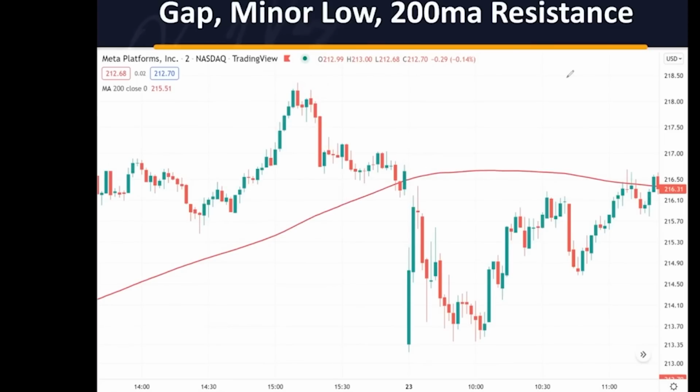Let me quickly tell you what resistance is in the first place. Resistance areas are nothing more than negative memory built into the market. And let me explain to you what negative memory is. So let's say, for instance, you were holding Facebook or Meta from the day before. You're long Meta and you hold it into this morning. You're holding the stock overnight.